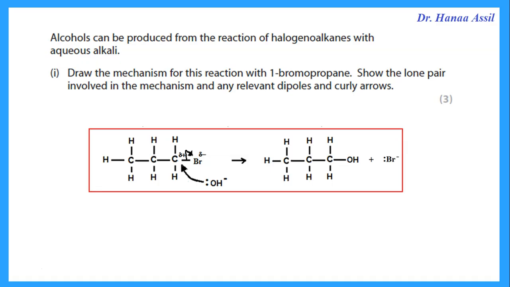Now, how does this happen? Again, we said this is nucleophilic substitution. The lone pair of electrons on the O attacks the slightly positive carbon, and the electrons of the bond between the carbon and the Br go to the Br, so that my other product is Br minus.